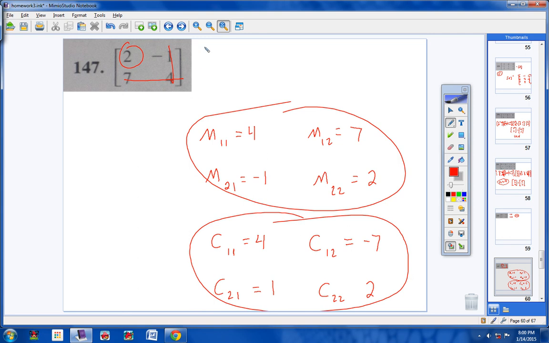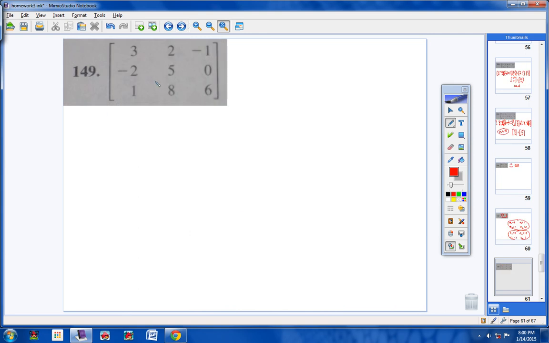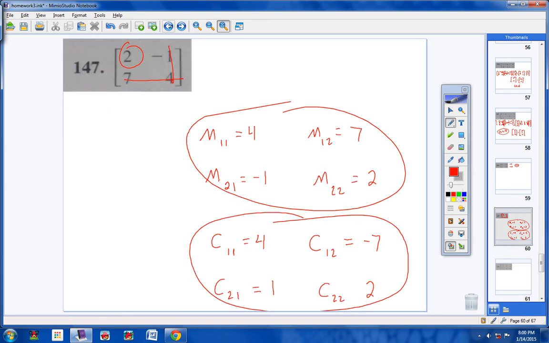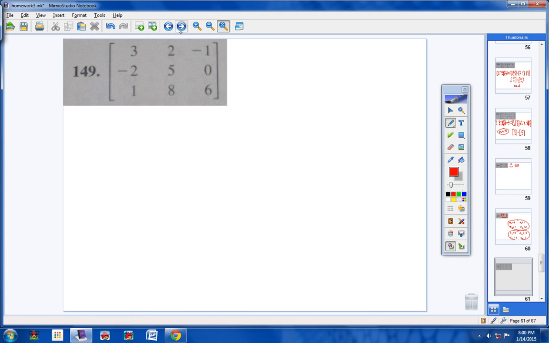Not too difficult, but it's about ready to get difficult now. And number 149, it's going to be a little more difficult. A little more work, okay, students? So let's really be careful and take our time here. Actually, I better go back and check this answer. Make sure we got this correct. 4, 7, negative 1, 2, and then 4, negative 7, 1, 2. Yes, that is correct. Okay, moving on to number 149.